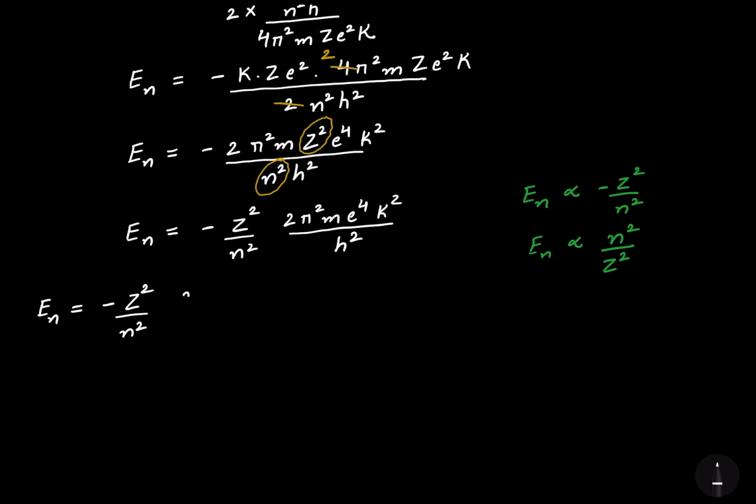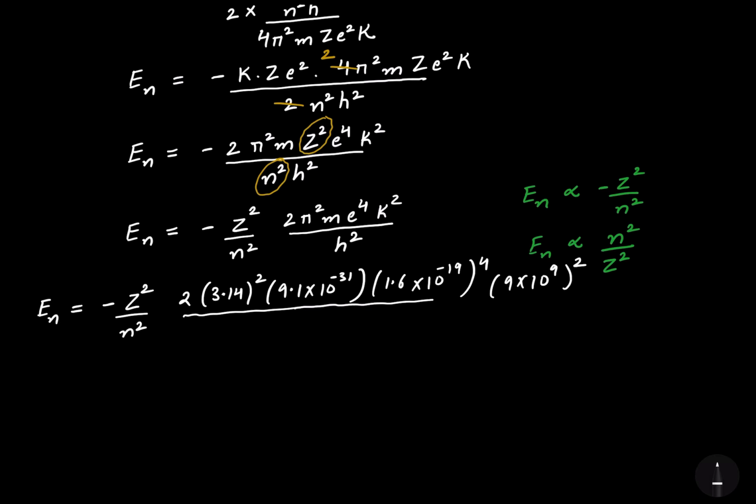Now, what's the value of pi? It's 3.14 squared. What's the value of m? m is the mass of electron. It's 9.1 into 10 to the power minus 31. What's the value of e? It's 1.6 into 10 to the power minus 19, raised to the power 4. What's the value of K? It's 9 into 10 raised to the power 9, squared.